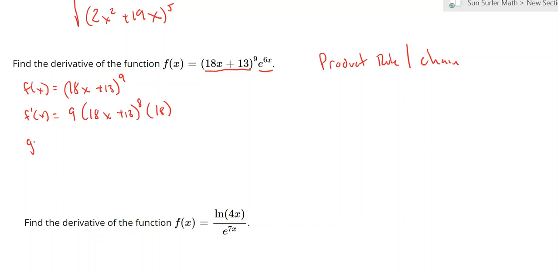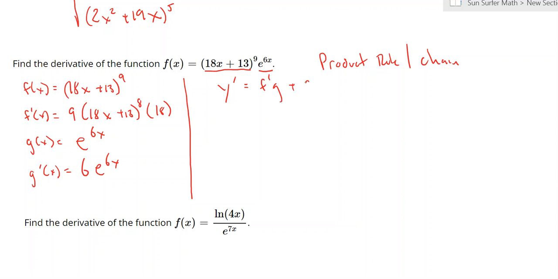g of x would be the second function, which will be e to the 6x. And the derivative of that would be 6 times e to the 6x. Now we can put it all together using the product rule. y prime is f prime g plus f g prime.